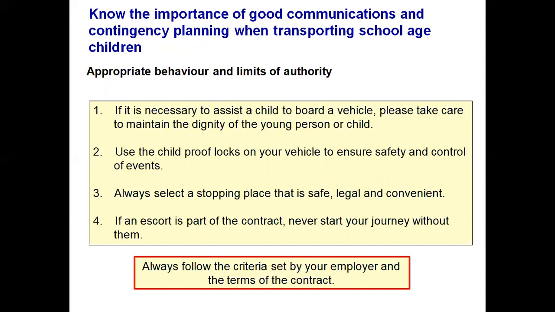Use child-proof locks on your vehicle to ensure safety and control of events. So you have control of the windows. Should it be a hot day and the children want the windows open, you control that from the front and only open them 3 or 4 inches.